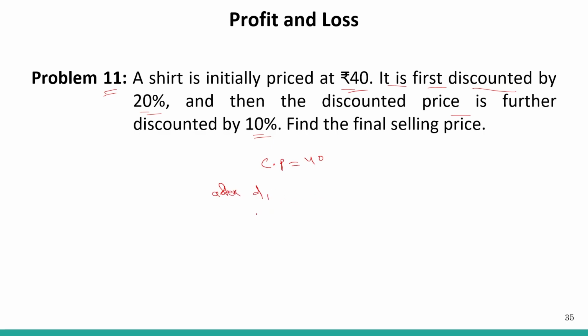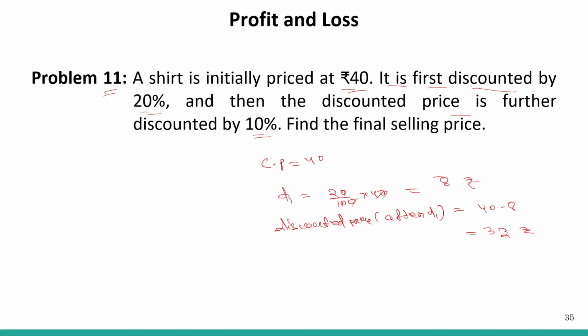Okay. So discount price will be, so D1 is equal to 20% discount, right? So 20 by 100 into 40. So this will be equal to, cancelling a 0 from numerator and denominator, what we are left with is 8. Okay. So 8 will be the discount amount, 8 rupees. Okay. So now the selling price, discounted price after D1 will be what? It will be 40 minus 8 is equal to 32 rupees, right?